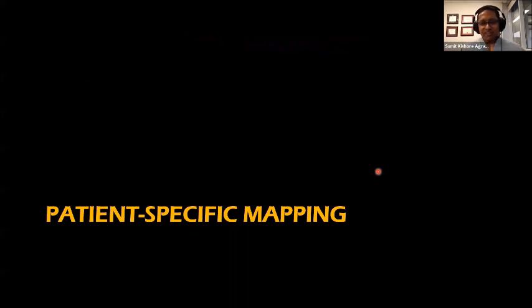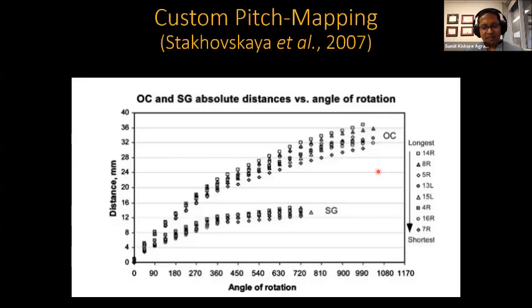So in our current studies, how do we do patient-specific mapping? So as Helge mentioned, Olga Stakhovskaya had a very nice paper back in 2007, and she looked at 8 cochleae histologically. So this graph is looking at the distance into the cochlea on the y-axis and the angle of rotation on the x-axis, and she mapped both the spiral ganglion and the organ of Corti. So the one thing you can notice is that for any given angle, there's quite a wide variation in distances, and that's because different cochleae have different sizes.